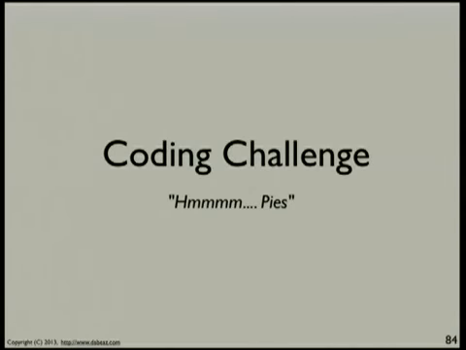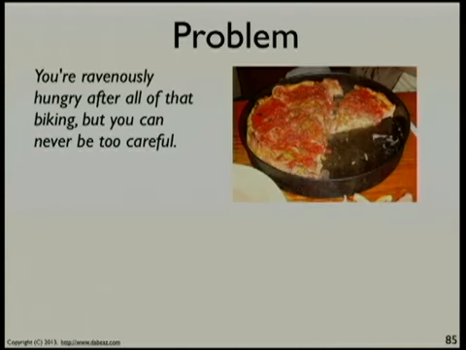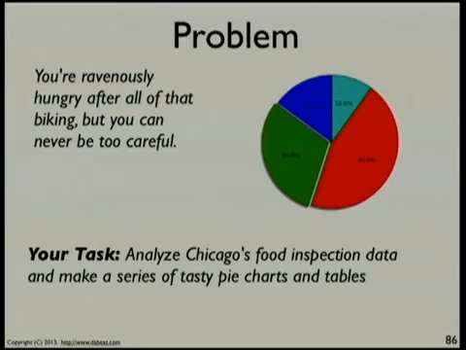So the final thing we're going to do here, let me see how we're doing on time. Pies. Chicago theme. Got to have pizza. So the problem here, very hungry after all that biking on the potholes. But food safety is nothing to mess around with, right? You don't want to get food poisoning or anything like that. So what we're going to do is analyze the Chicago Department of Public Health's database of restaurant and grocery store inspections.